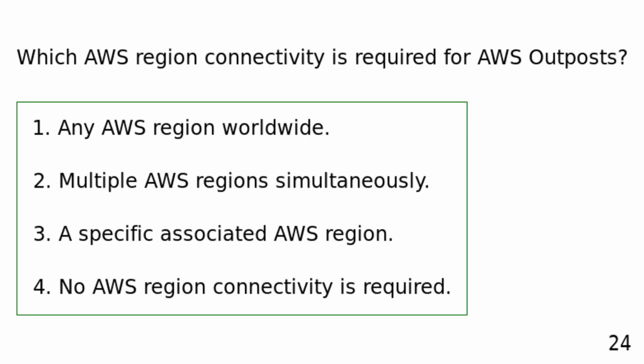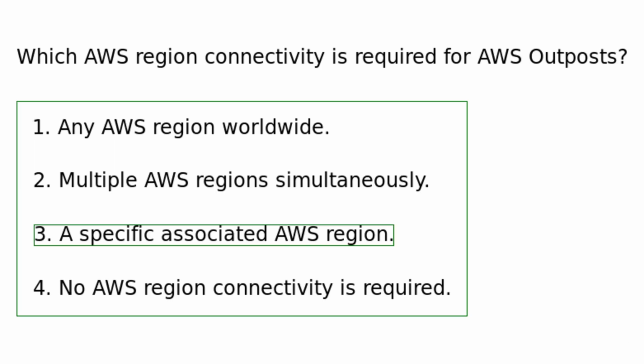Which AWS region connectivity is required for AWS Outposts? Any AWS region worldwide. Multiple AWS regions simultaneously. A specific associated AWS region. No AWS region connectivity is required. AWS Outposts must be connected to a specific associated AWS region to ensure proper functionality and integration.